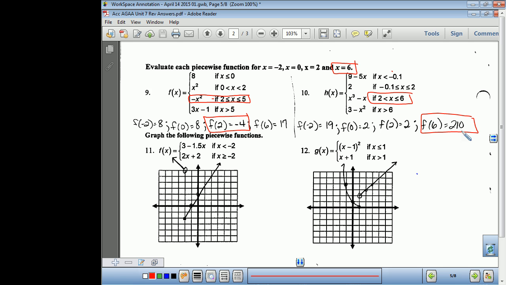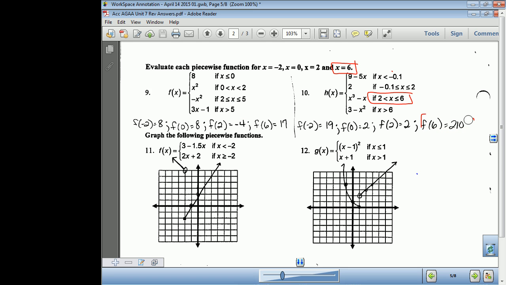And you only have to find the one that fits into? Yeah, it's only going to fit in one. If it fits in more than one, then this is not a piecewise function. It's incorrect. It doesn't pass the vertical line test. All right. Okay, any issues graphing piecewise functions? Not really.